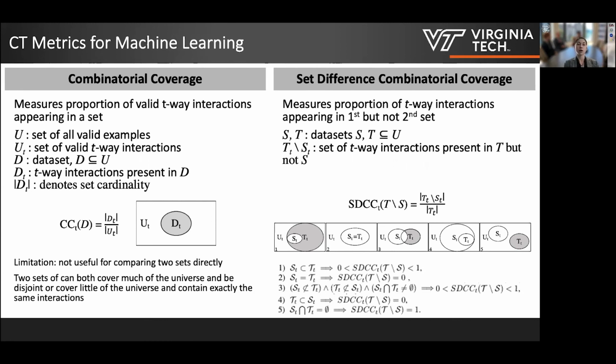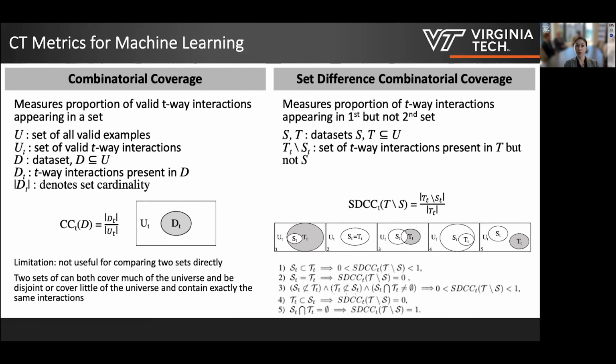And so our set difference combinatorial coverage metric is how much of T that's not in S. So what's the size of the set difference T sub T minus S sub T divided by the size of T sub T? And we can see that the values produced by the metric represent the cases and how these two sets relate to each other.